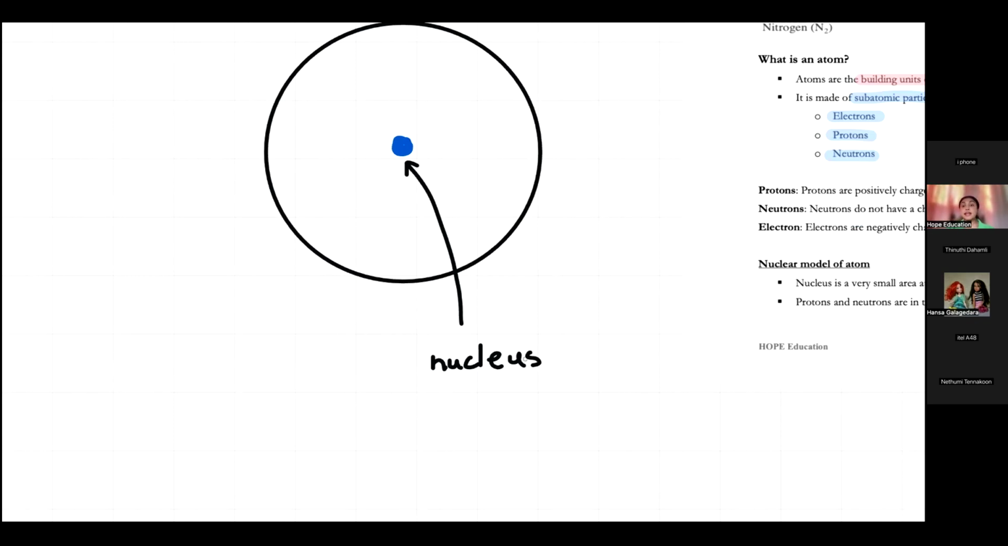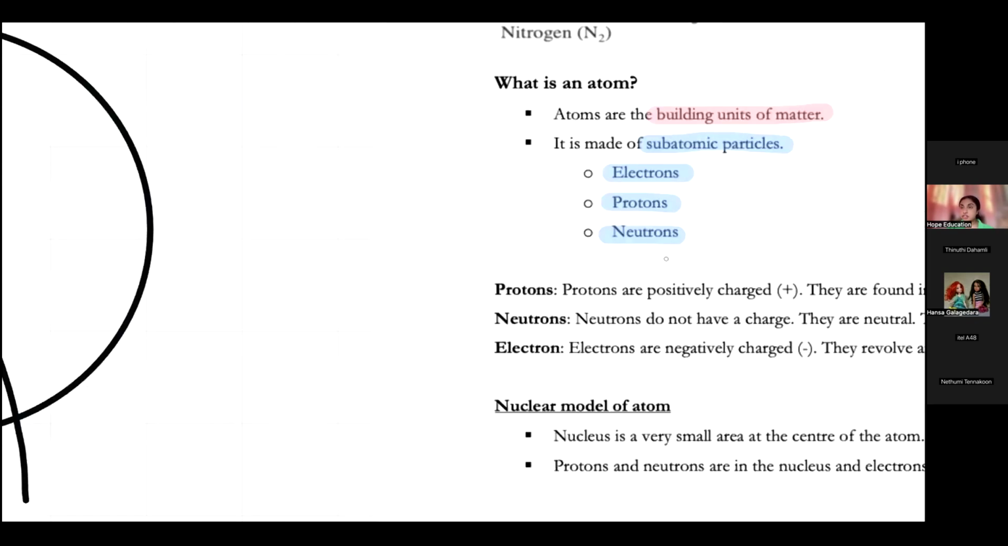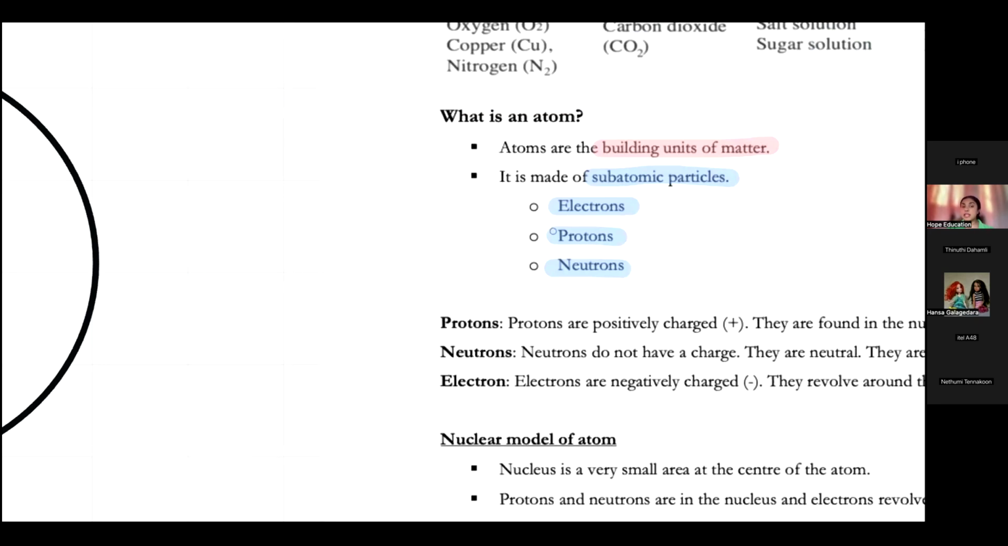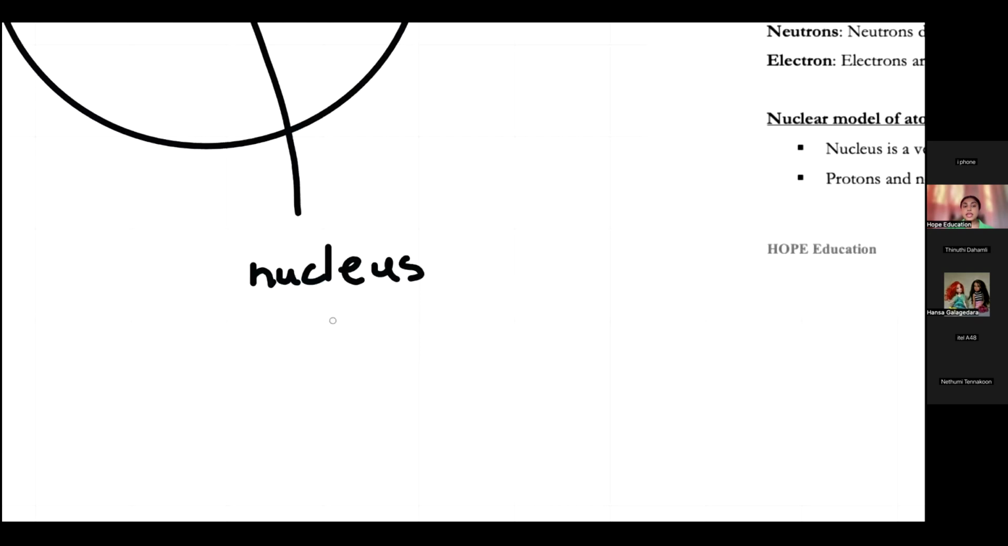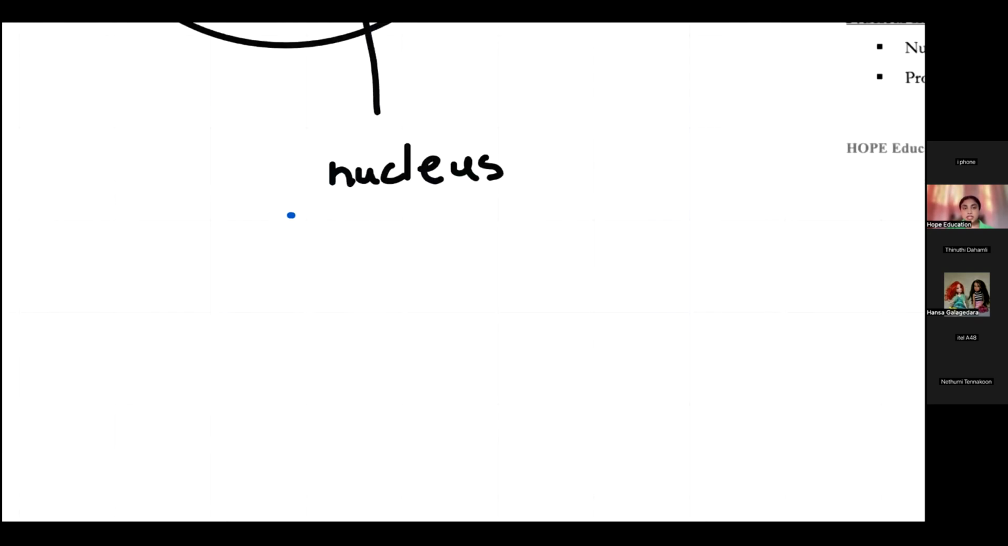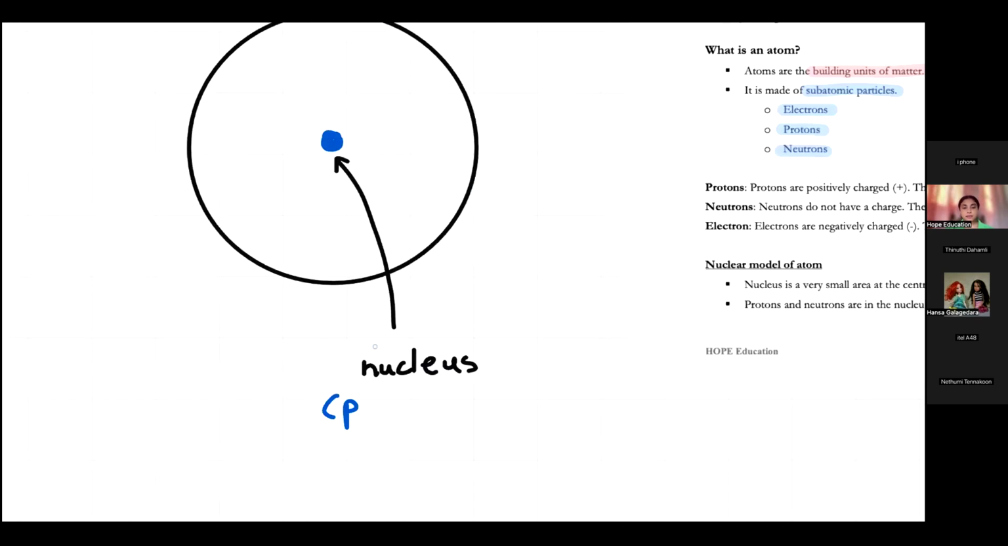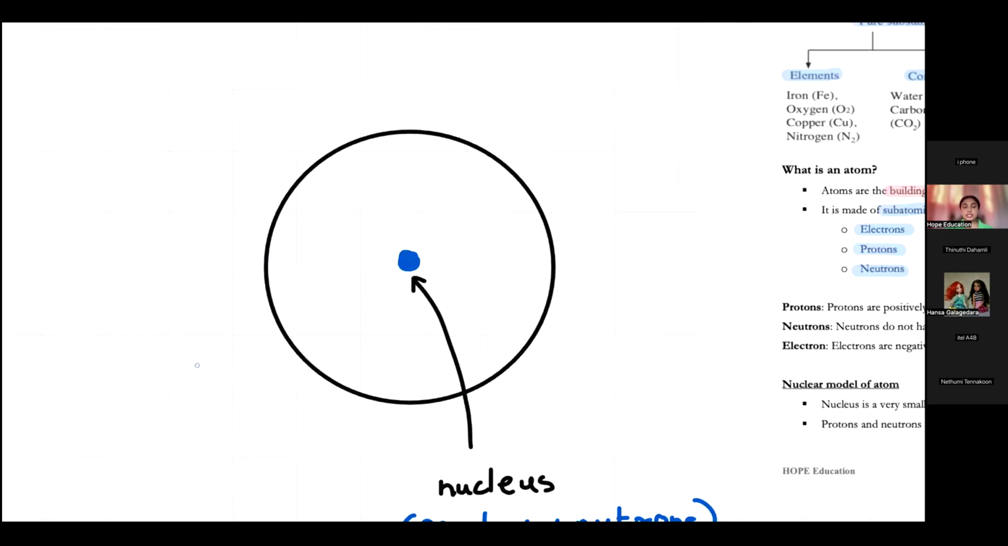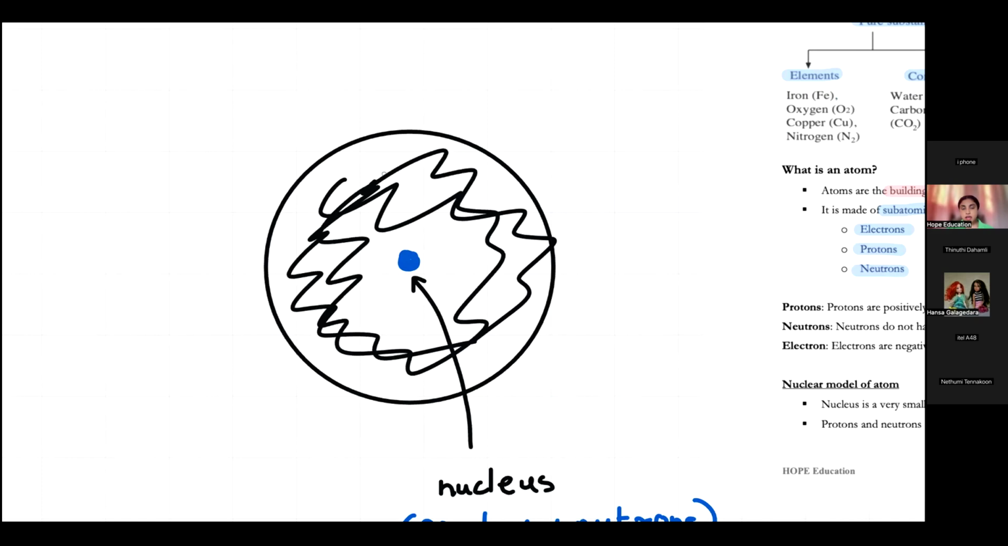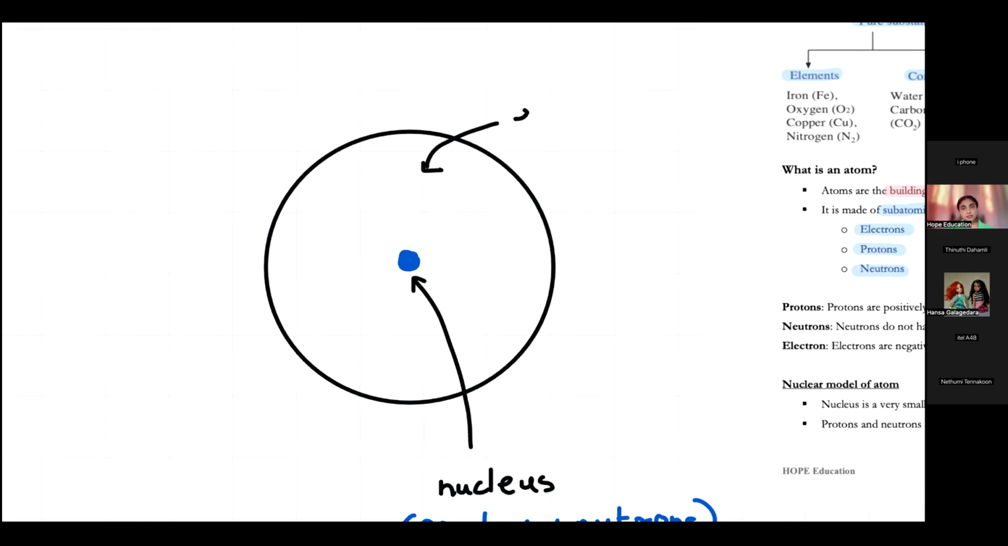Okay. Now, we said that there are three types of subatomic particles, right? There are electrons, protons, and neutrons. From these, protons and neutrons are inside the nucleus. මේ nucleus කියන චූටි space එක ඇතුලේ තමයි protons ටිකයි neutrons ටිකයි එන්නේ. Then where would the electrons be? Electrons ඉන්නේ මේ වටේ space එකේ. In the nucleus, there are only protons and neutrons. Electrons are not in the nucleus. Electrons are found in the outer space.